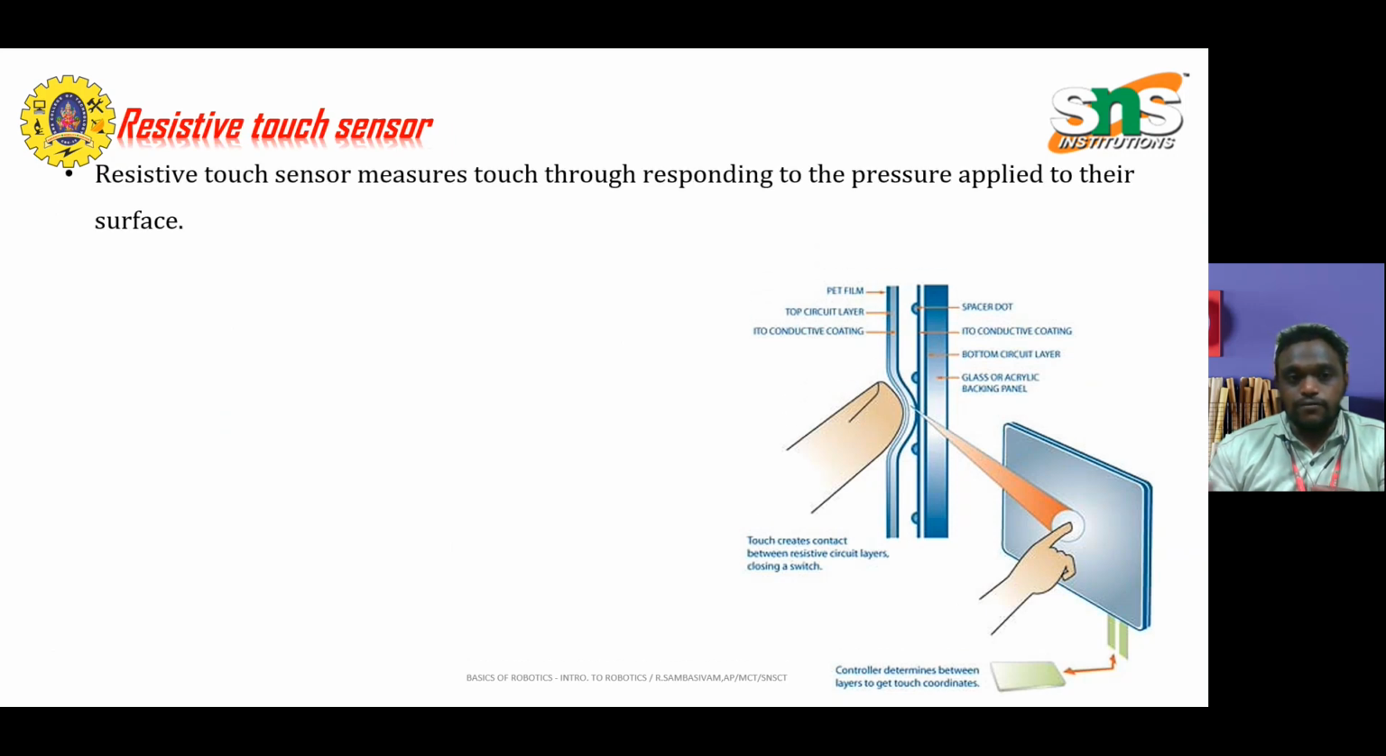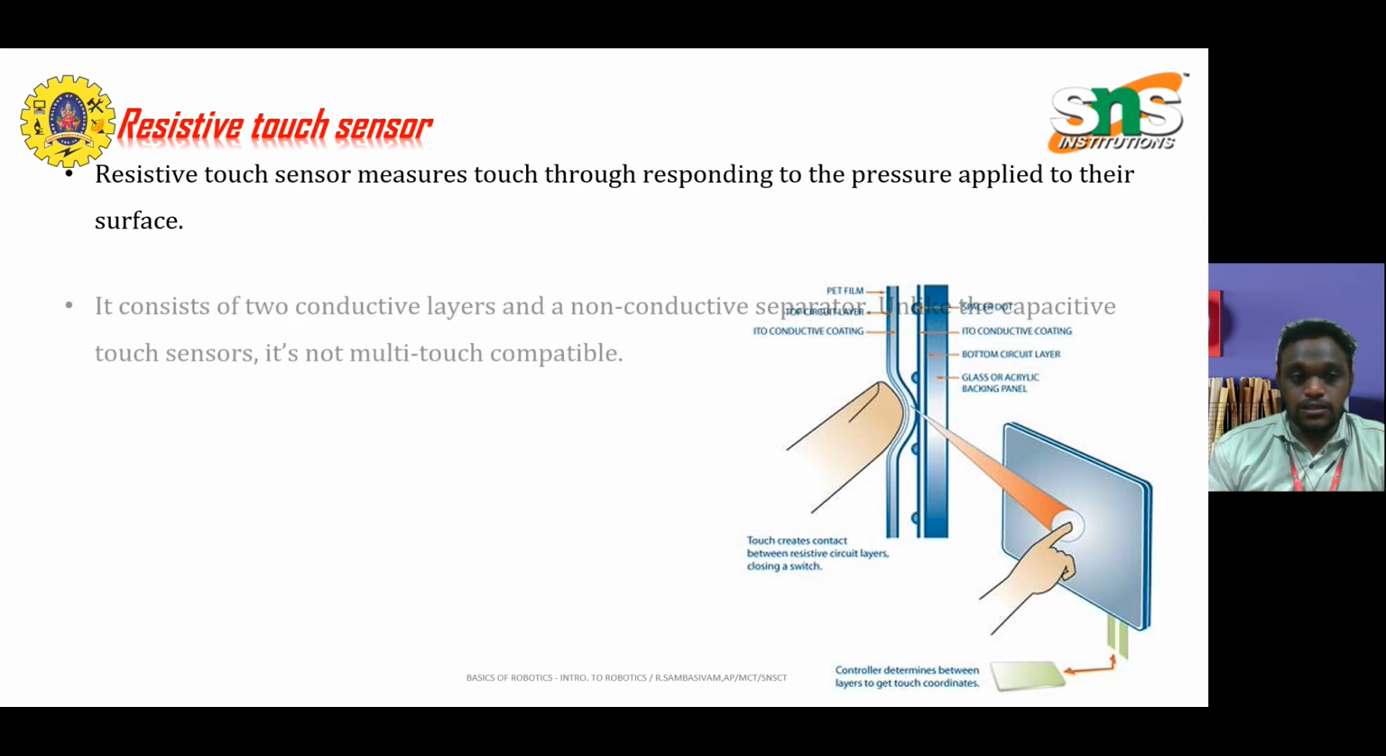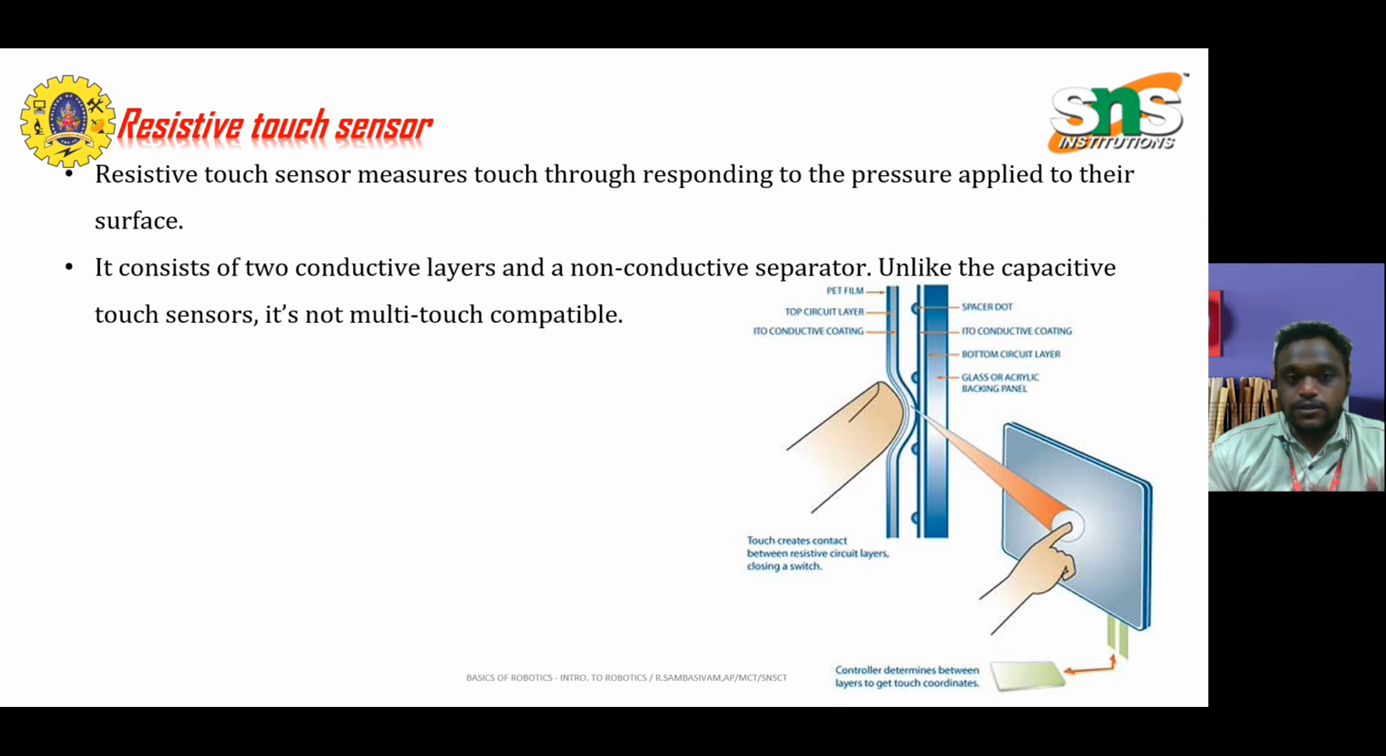So when we come to resistive, when there is a change in capacitance, we can obtain it through the capacitance value. But with resistance, when the current flows, we see how much resistance it provides when there is an impact on the object or the surface. So it consists of two conductive layers and one non-conductive separator. Unlike the capacitive sensor, it is not multi-touch compatible.